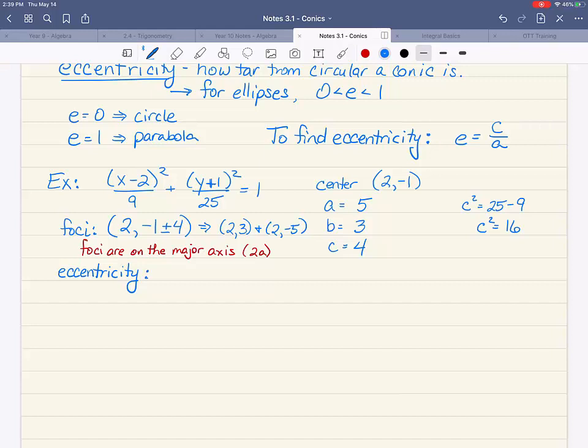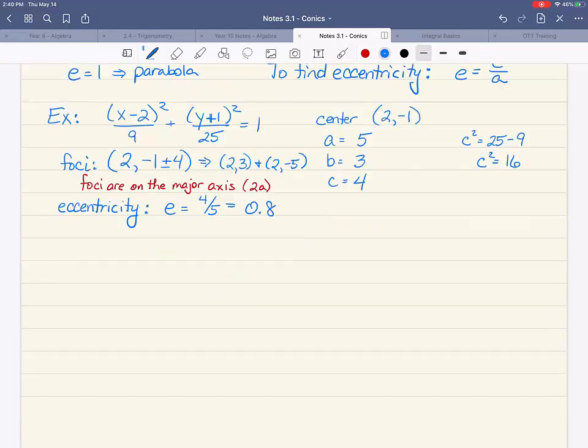Now for eccentricity, this is one of the simplest eccentricity formulas. E is equal to C divided by A, which is 4 divided by 5. You can write it either that way or as a decimal, which is 0.8. And yes, it is between 0 and 1.